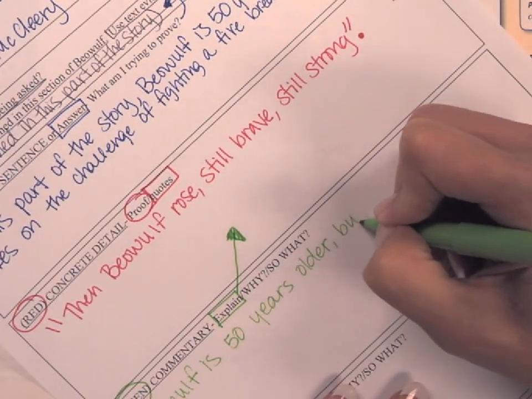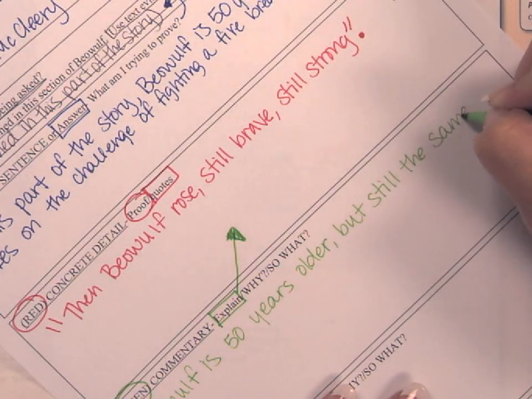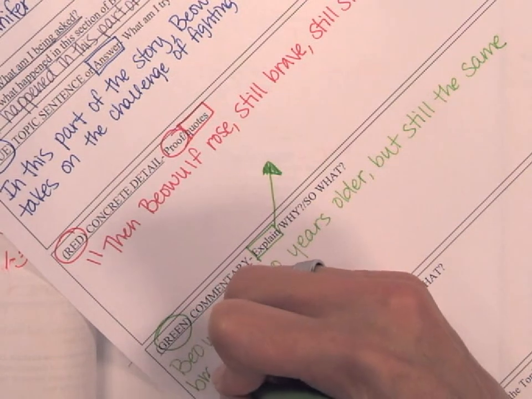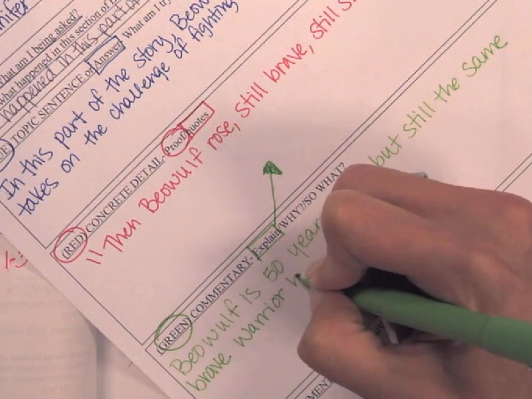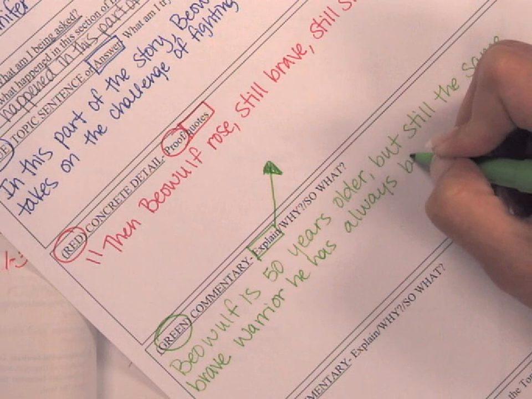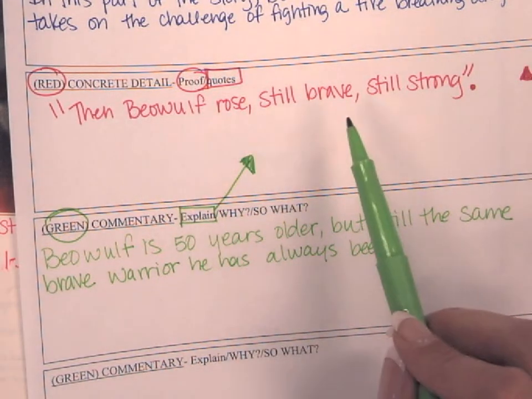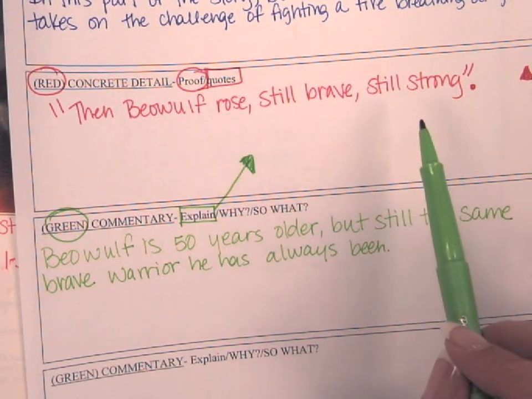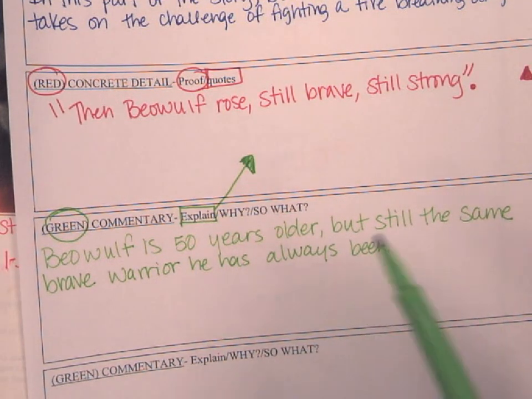but still the same brave warrior he has always been. Okay, so there you go. Beowulf is 50 years older, but still the same brave warrior he's always been. So I'm explaining this quote. Why is he still brave? Why is he still strong? Because he's 50 years older, and obviously he's older, but he's still the same brave warrior that he's always been, even though he's 50 years older.